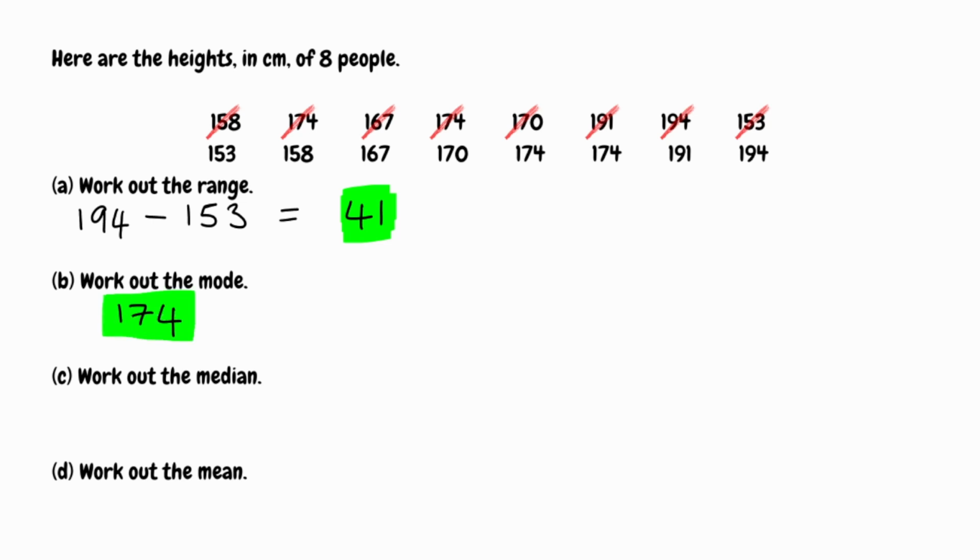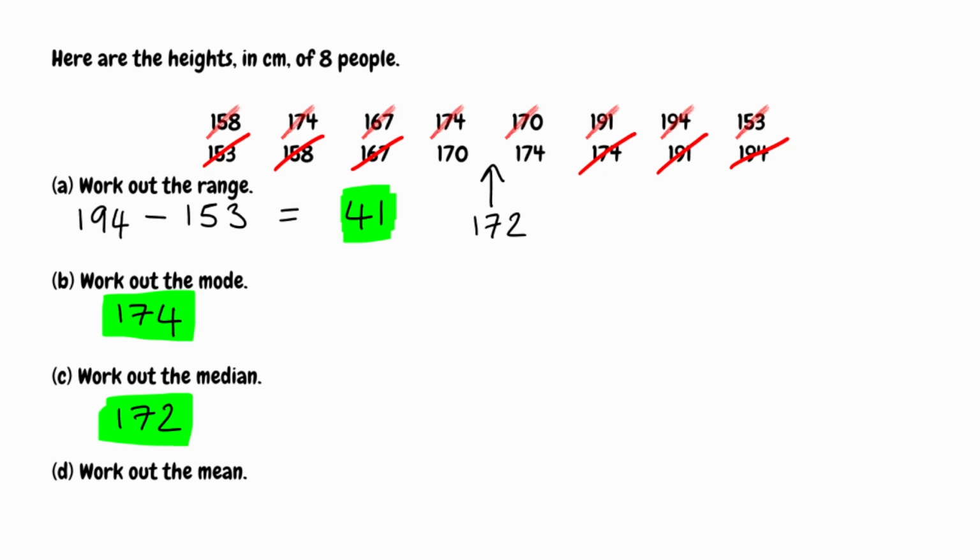Okay, now for part C, we need to work out the median. Well, this is where we needed to make sure the numbers were in order. And we've got an even amount of numbers, so it's going to actually fall between 2 numbers. So if we cross off from either end, we get rid of the first 2 numbers, then the next 2, then the next 2, and that's going to leave us with 2 numbers. We've got 170 and 174. So we need to pick the number that falls in between these 2. Well, the number that falls halfway between 170 and 174 is actually 172. So this would be our median.